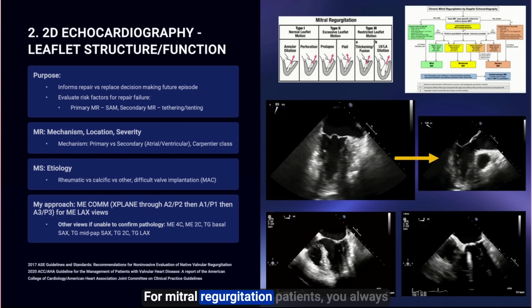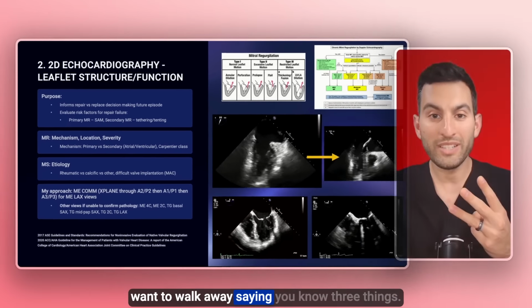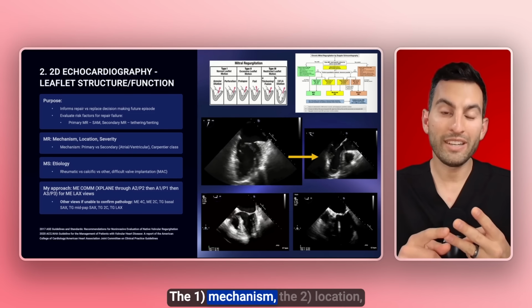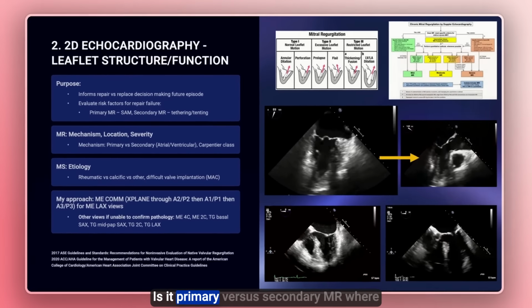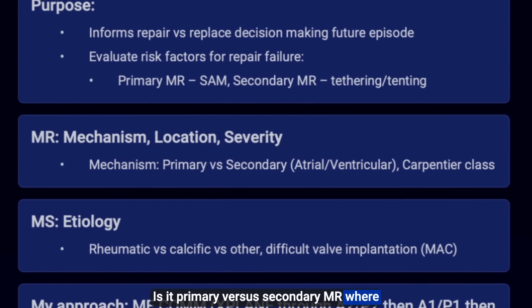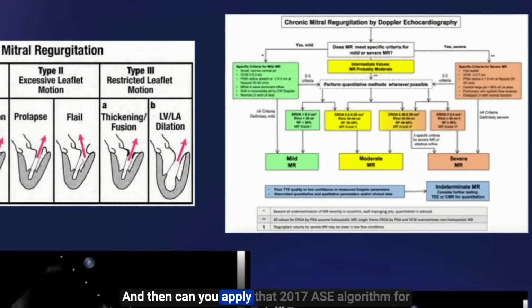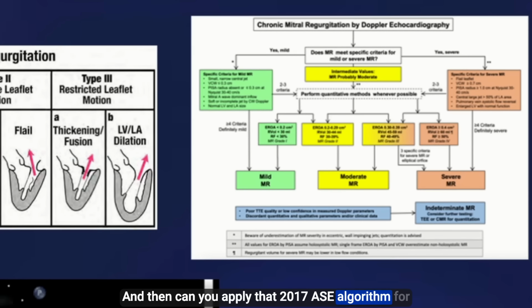For mitral regurgitation patients, you always want to walk away saying you know 3 things: the mechanism, the location, and the severity of the MR jet. Is it primary versus secondary MR, where you know the Carpentier class as well? Can you discern the exact location of the leaflet pathology? And then can you apply the 2017 ASE algorithm for native valvular regurgitation to determine the severity of the valve being mild, moderate, or severe regurgitation?